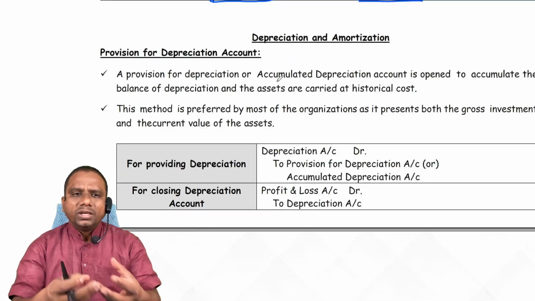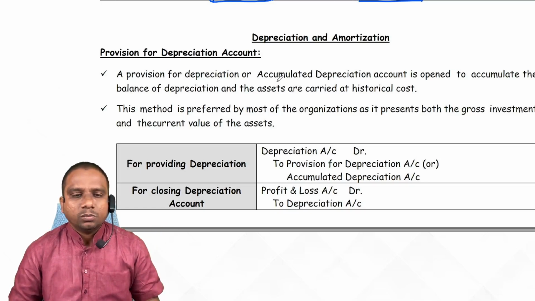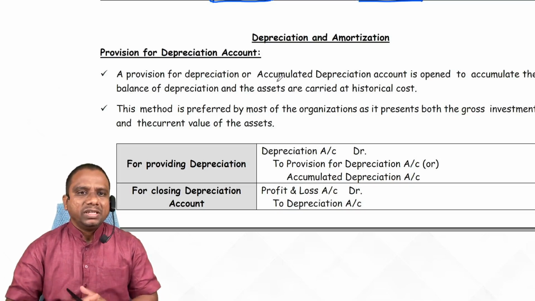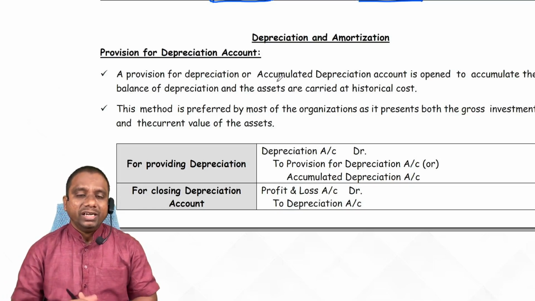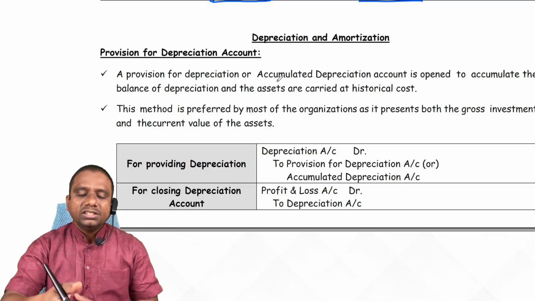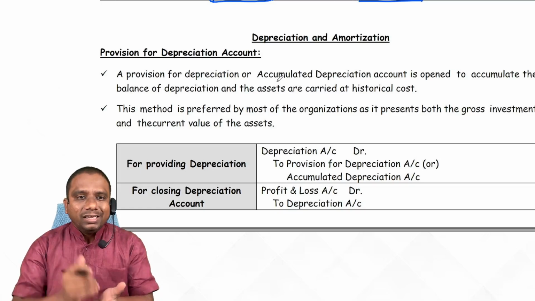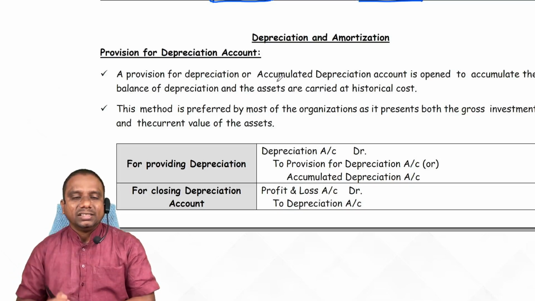Generally, when you purchase an asset, what is the entry we record? Asset account debit to cash or bank or vendor account. Now, at the end of the year, we provide depreciation on that. What is the entry we record? Depreciation account debit to asset account. But while crediting the asset account, what is happening here? Asset account balance gets decreased.